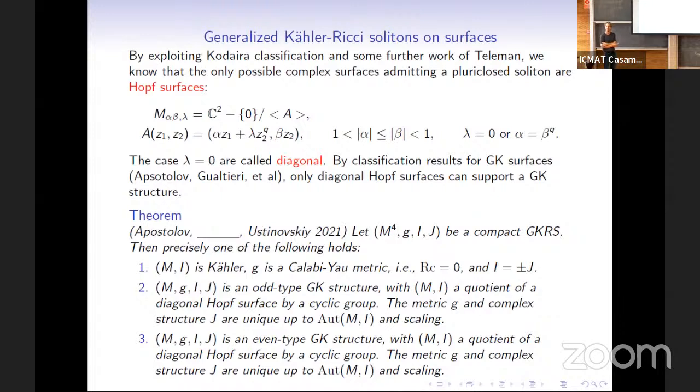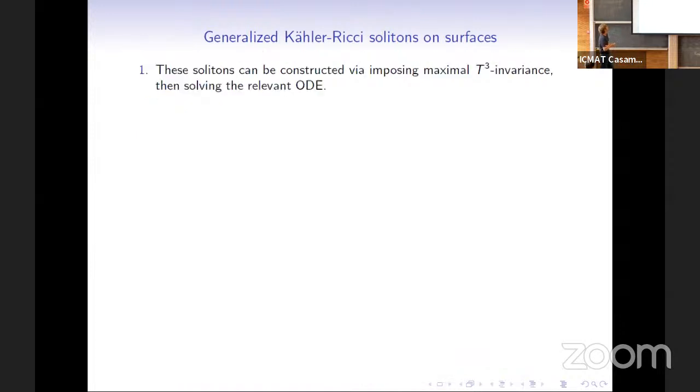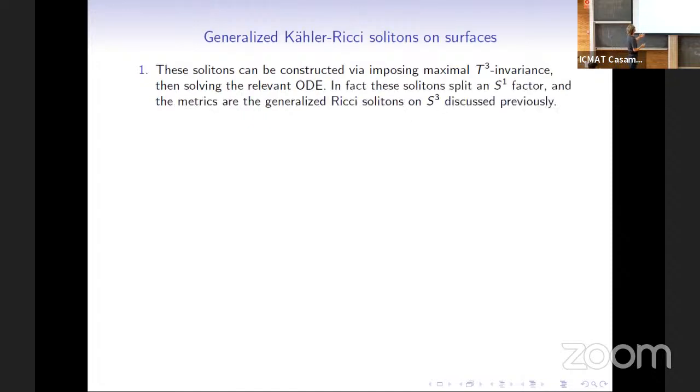Yeah, I know. So let me say a few words about the construction. We construct them by maximal symmetry construction. So we impose this maximal T3 invariance, and then solve the relevant ODE. I guess we discussed this a little bit yesterday. In fact, these solitons split an isometric S1 factor where everything is invariant. And then these are exactly the Ricci solitons I discussed on S3. So it's exactly the same thing.